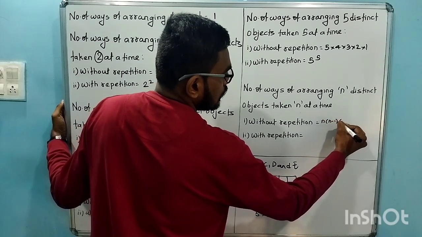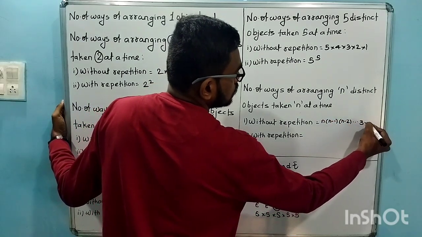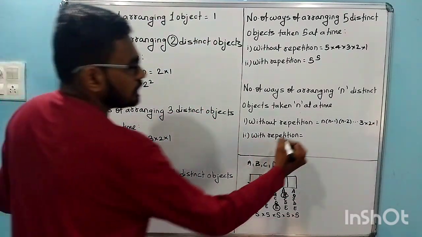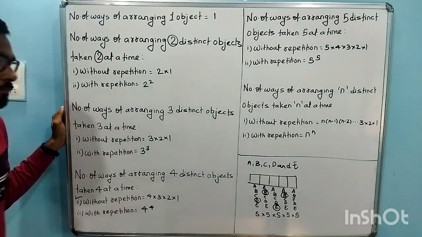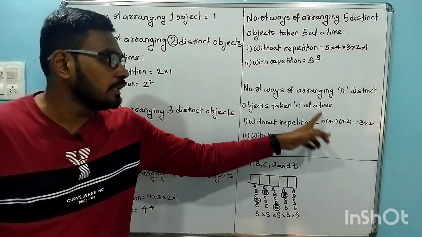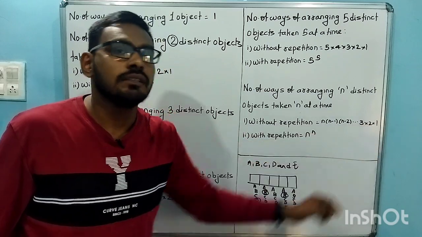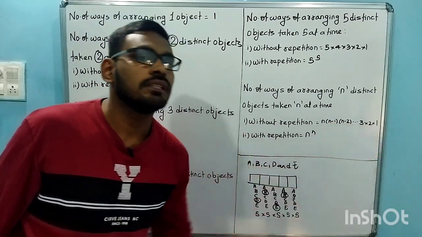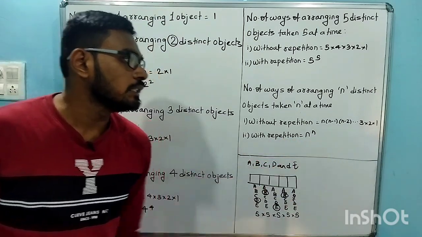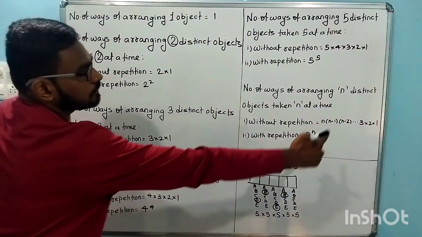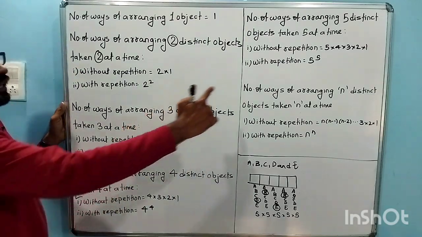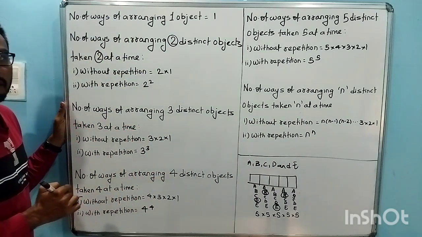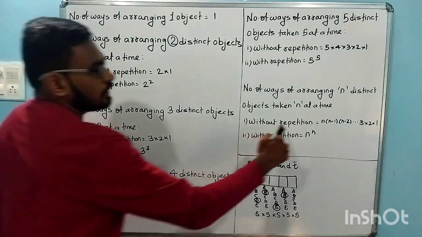n, n minus 1, n minus 2 and so on, 3 2 1 without repetition, okay, and n raised to n with repetition, correct? If it is 20, then 20, 19, 18, 17, and so on, 3 2 1, and with repetition it might have been 20 raised to 20. So this is the general formula for arranging n distinct objects taken all at a time.